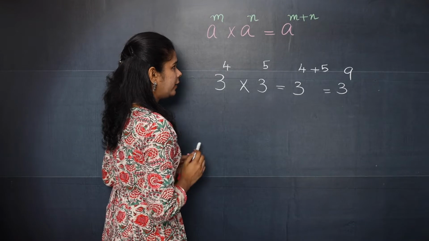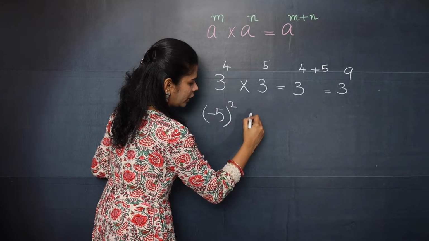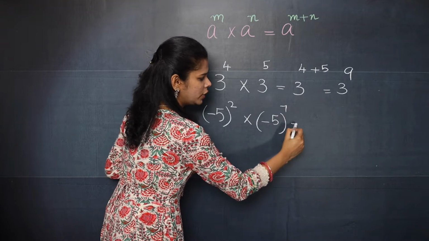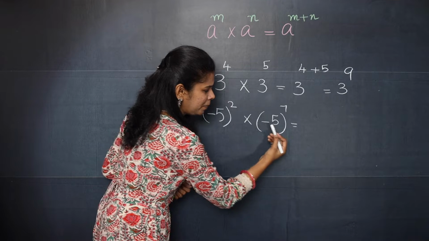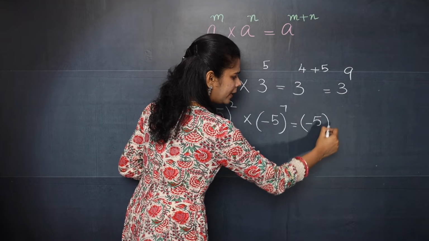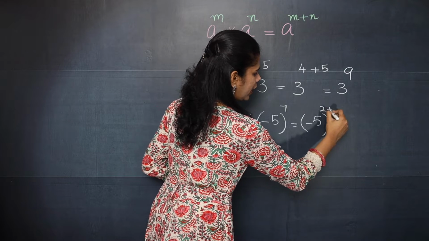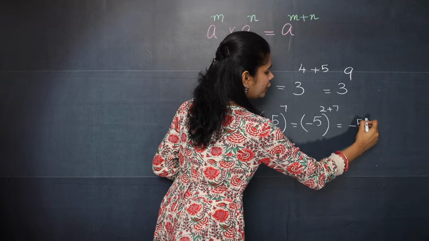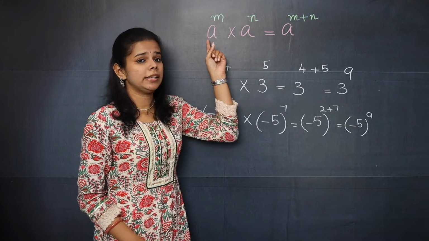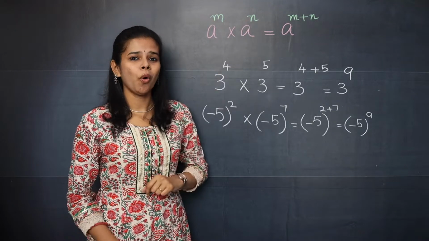Now let us move on to another example. Negative 5 raised to 2 into negative 5 raised to 7. So this is equal to, you have the same base, that is negative 5. Since it is a negative number, you can keep it inside a bracket. Now you should add the powers. So 2 plus 7, and that is equal to negative 5 the whole raised to 9. So here please remember, this a should be a non-zero integer and m and n are whole numbers.